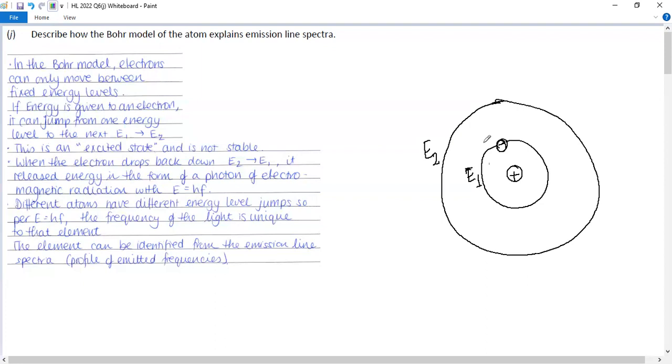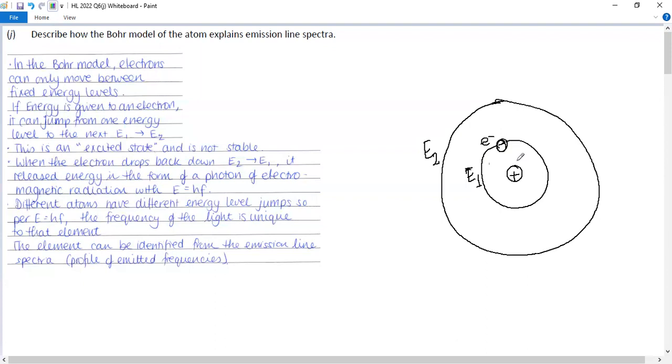A little e minus, you might have seen before, to show electron, e for electron, and minus because it's negative. It's hanging out in energy level 1. That's a lower energy level. You could stay there all day long, happy just to be there.